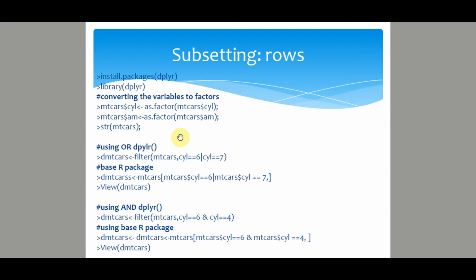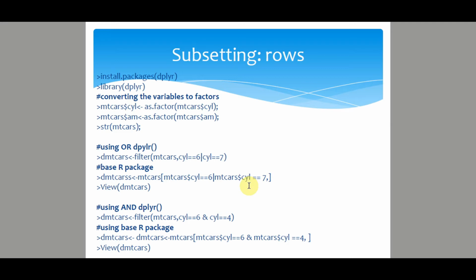First example is the OR operator to subset the data. Type filter, the dataset mtcars, then the variable which will be used to subset the rows. For example, cylinder cyl is equal to 6 or cylinder cyl is equal to 7. View the dataset, it will have data of mtcars whose cylinder is 6 and 7. I also put on the side how we can perform the same using the base R package. We can clearly see the difference and the convenience of remembering the code.